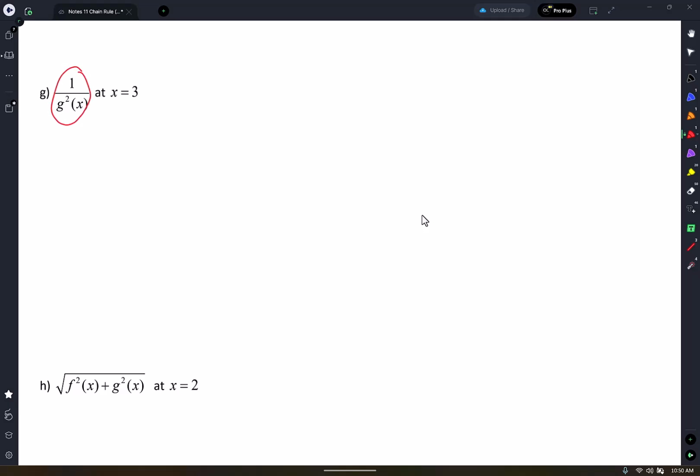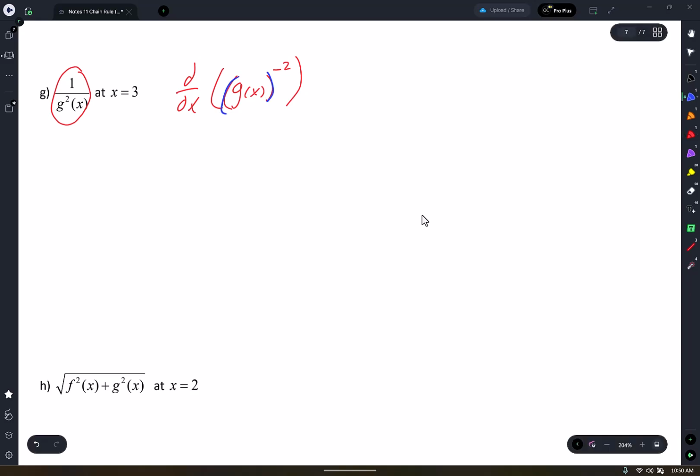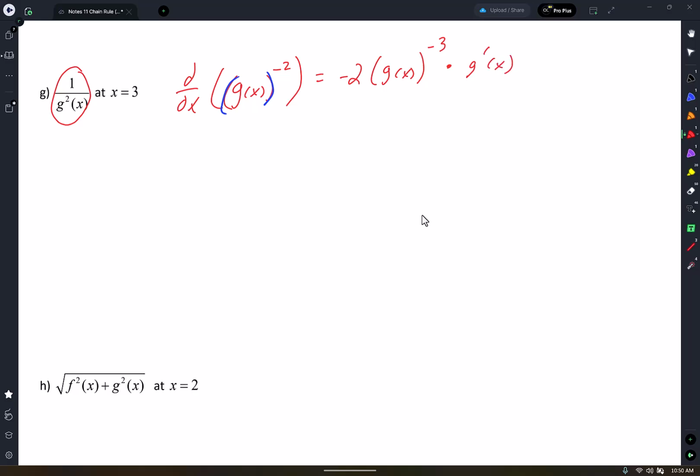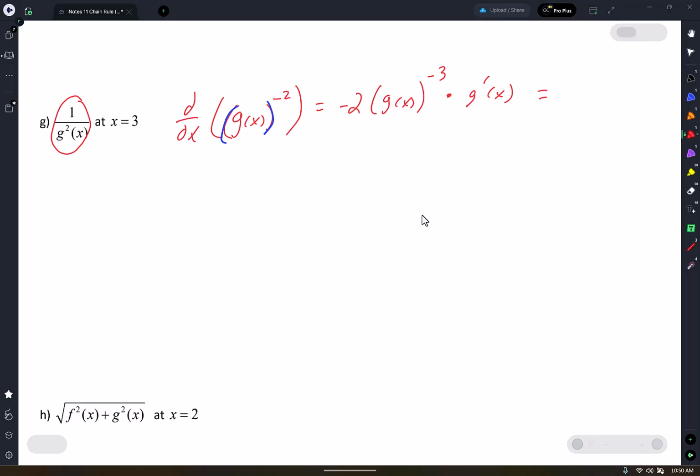We're going to bring this up. So d/dx of g of x to the negative 2. Y'all ready? What do I do first? Negative 2, open parenthesis, g of x to what power? Am I done? No. Times the derivative of the inside, so I write what? G prime of x. Perfect. Rewriting it to make it pretty. Negative 2g prime of x is in the numerator. In the denominator, it's going to be g of x raised to the power 3.